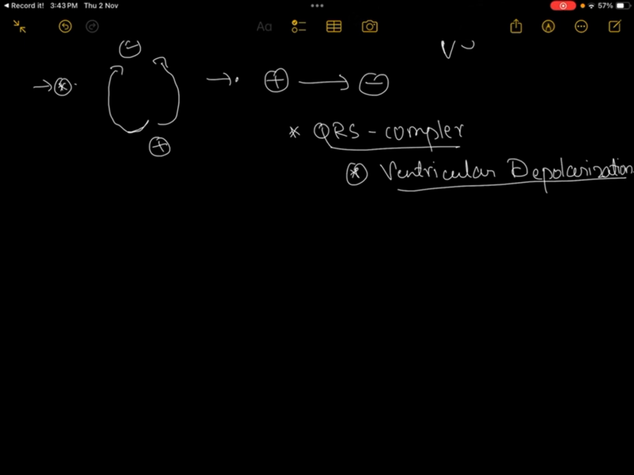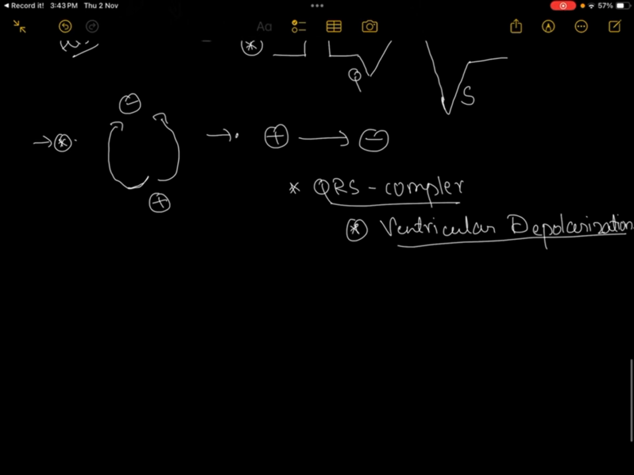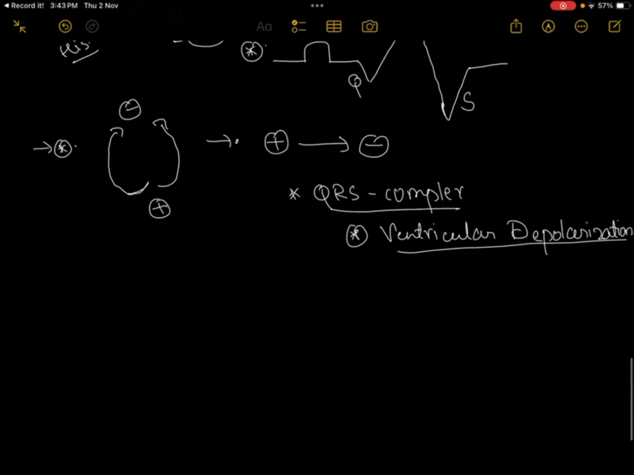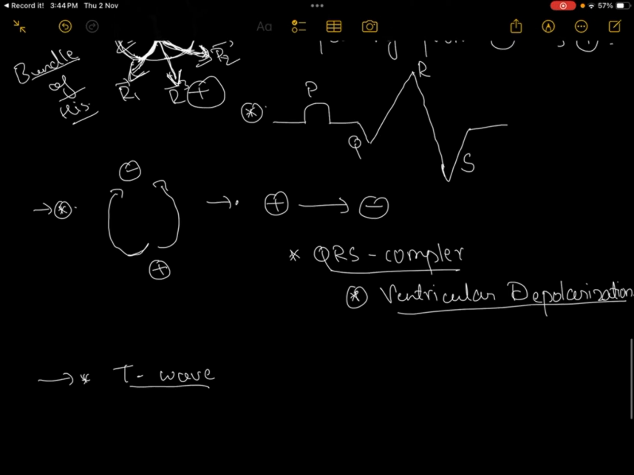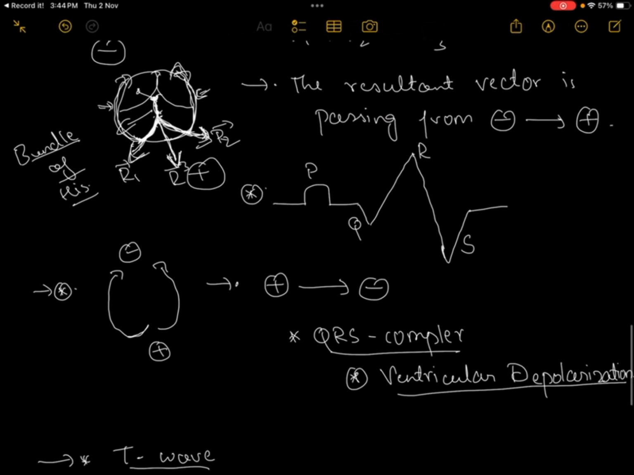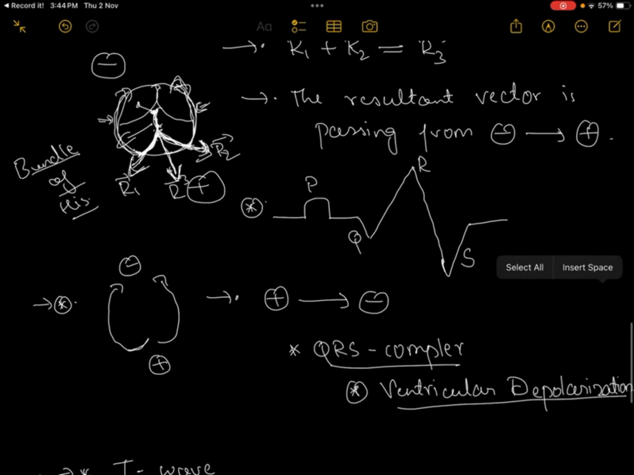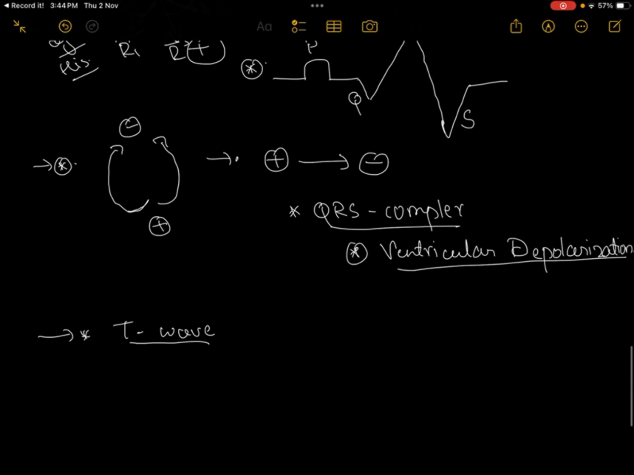Coming to the last wave, which we call the T wave. This is the same as the generation of P wave. The T wave represents the ventricular repolarization.